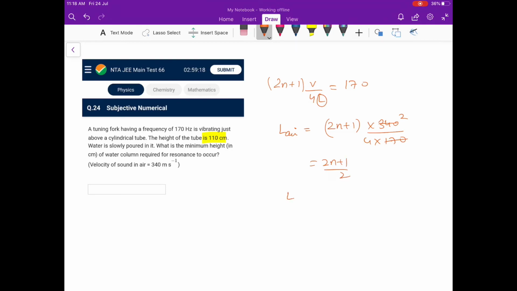So minimum air length possible is 1/2 meter. Then we have 3/2 meters. Because the tube is 110, that is not possible. So it is 1/2 meter. So the water length would be 60 for sure. So the water length would be 60 centimeter for sure in this particular case.